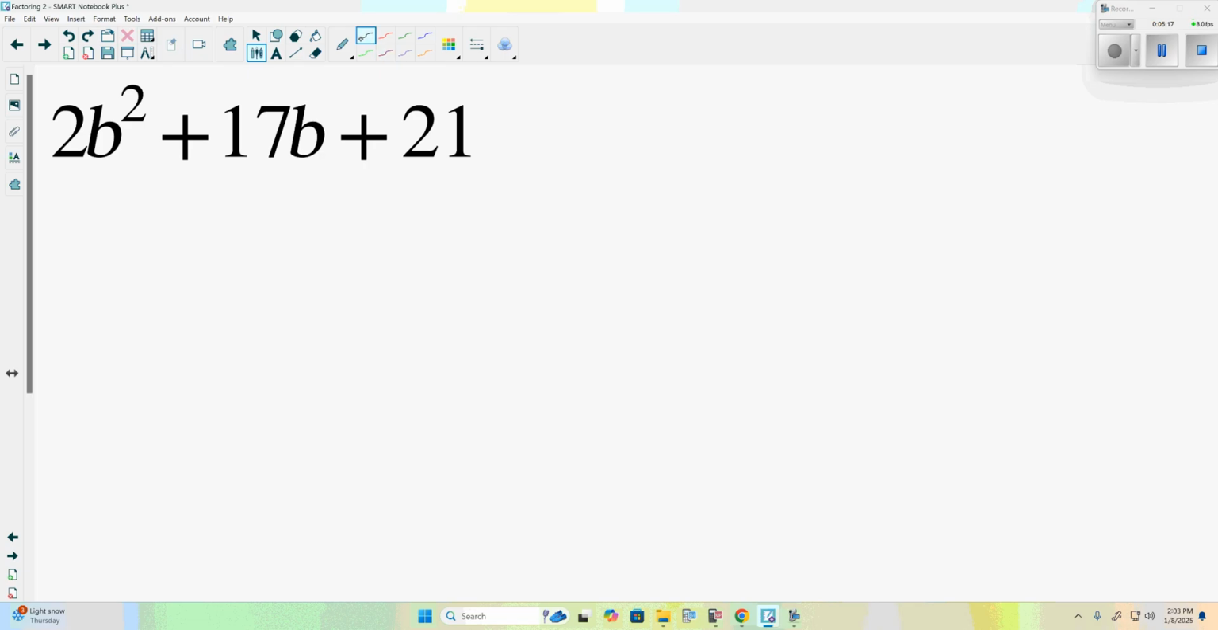But even with that, our first step is to look and see, is there a greatest common factor between these three terms? 2b squared, 17b, and 21. No. Since there's no greatest common factor, we'll move on to our two sets of parentheses with three spaces.